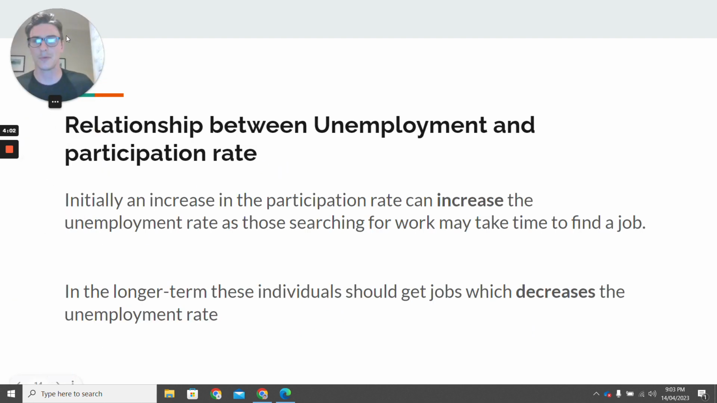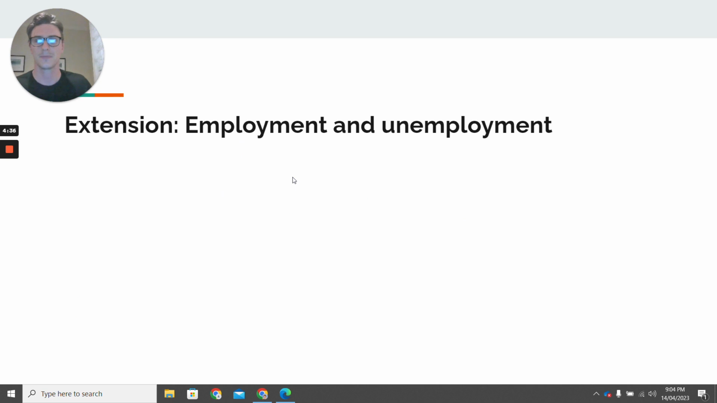Now, sometimes the relationship between unemployment and the participation rate comes up. If the participation rate increases, usually that will be met with an increase in the unemployment rate as well, because as people move from not in the labour force to in the labour force, which is what increases the participation rate, they usually start out unemployed while they search for a job. The idea is that in the longer term, they get a job, the unemployment rate decreases and the participation rate goes up. That's what we want.